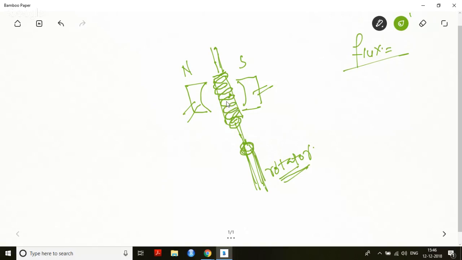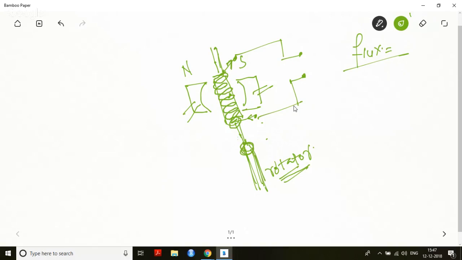Due to change in flux, what will happen? Suppose this is one end of the conductor or wire, and this is the second end of the wire. The current will be generated here. The current would be an AC current, and this current would be taken outside somewhere here, and this will be passed on. So an AC generator is nothing but an example of electromagnetic induction.